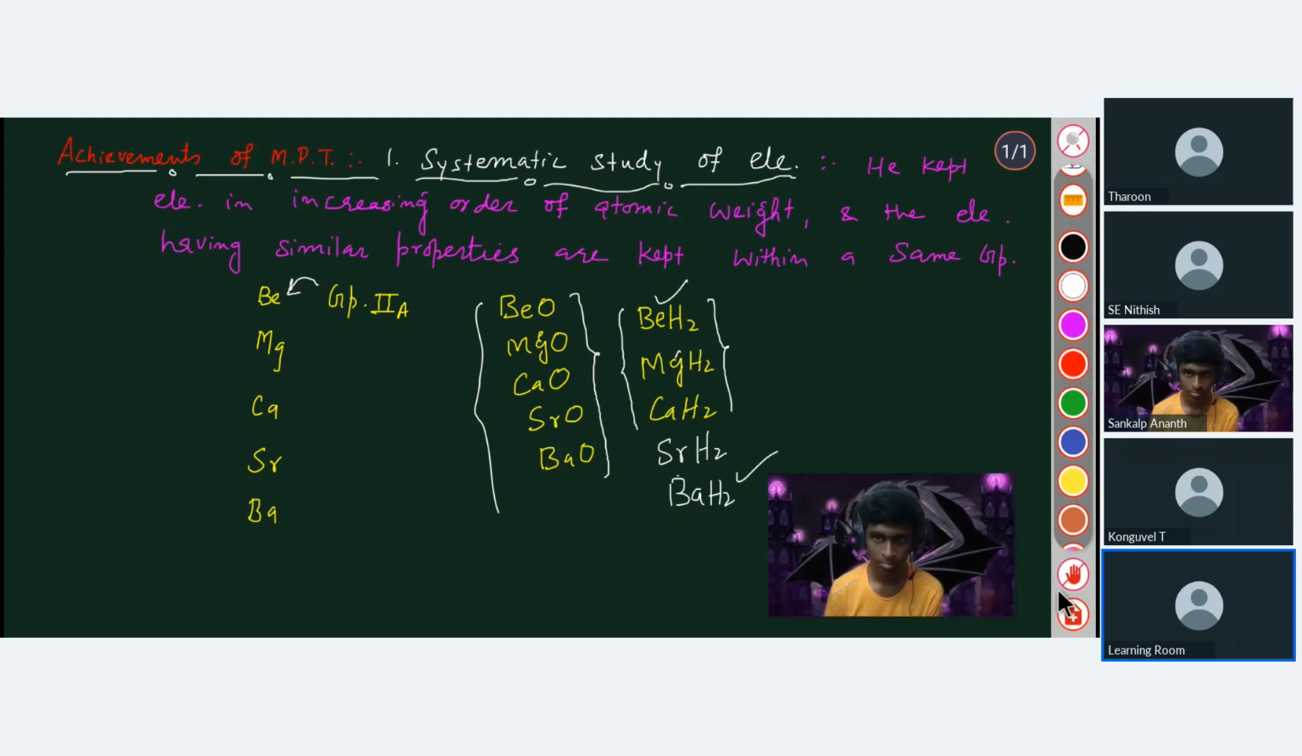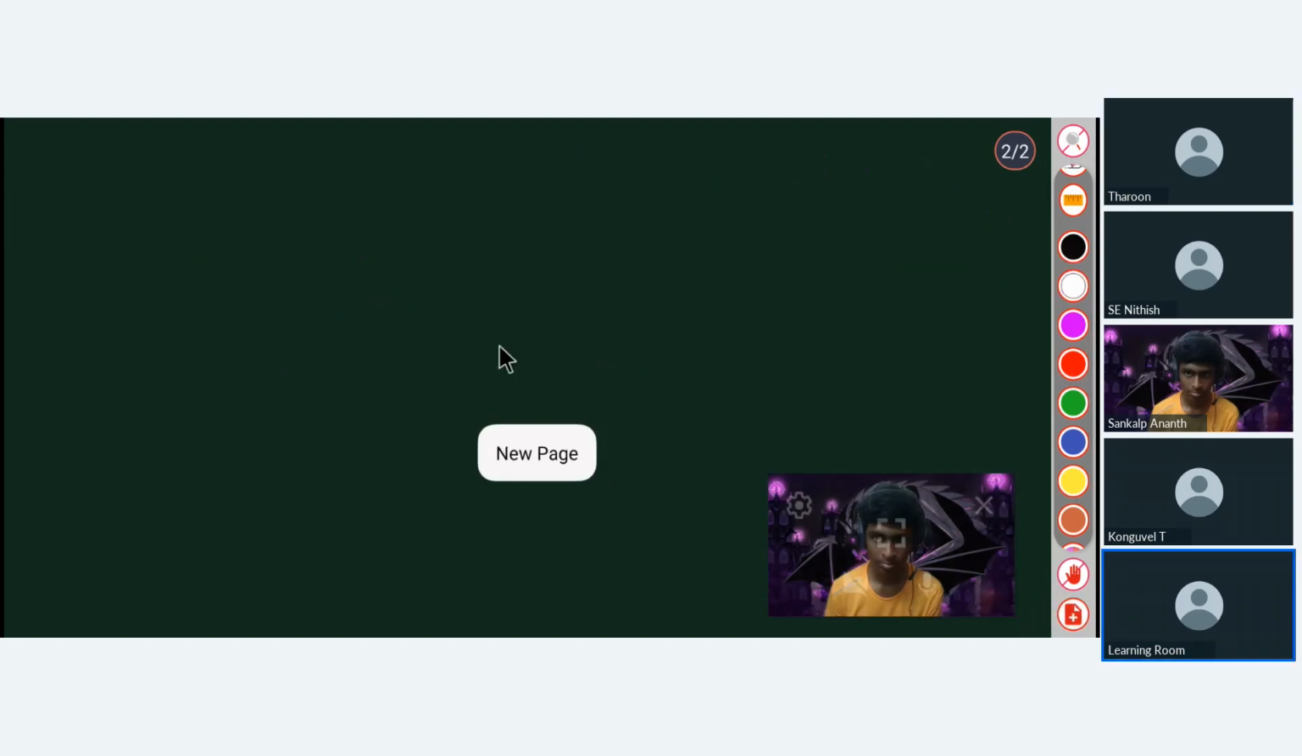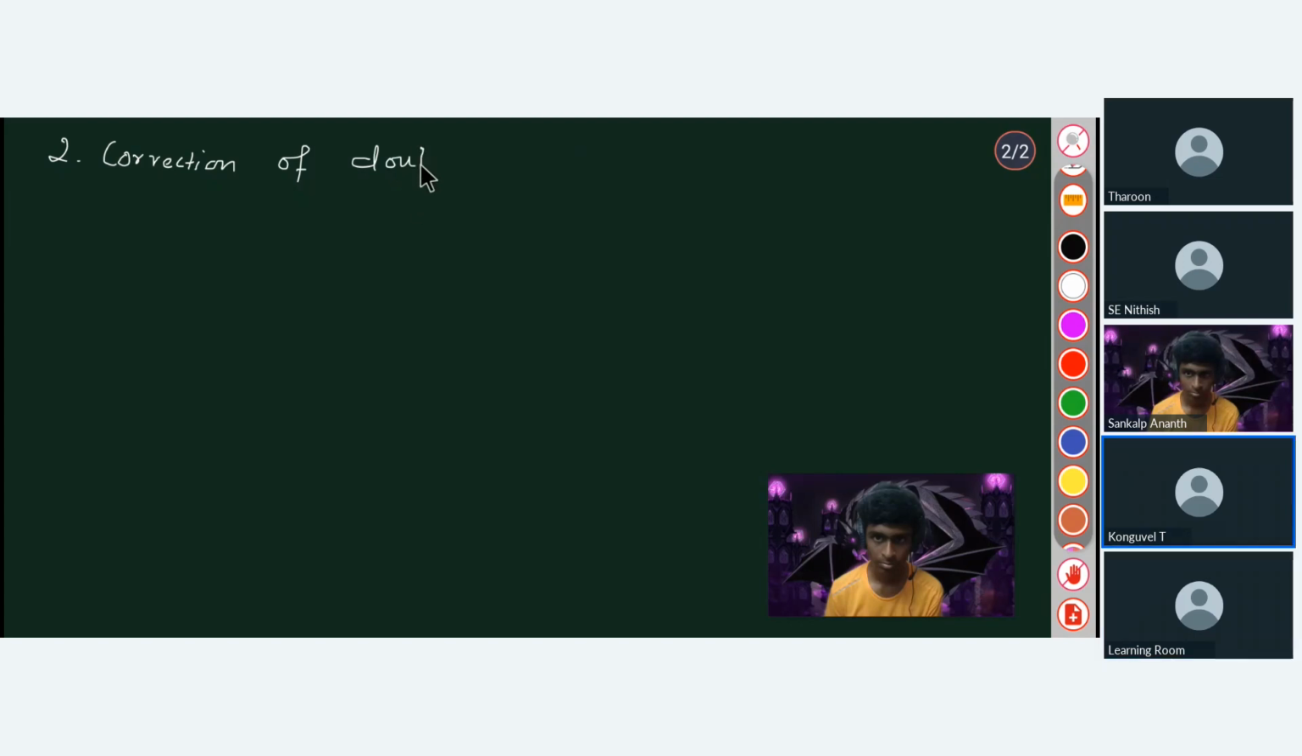Okay, now let's see the next achievement. That is a very important achievement, that is the correction of doubtful atomic weights. See, before Mendeleev's periodic table, it was told that beryllium's mass was 13.5. Its mass was told as 13.5.